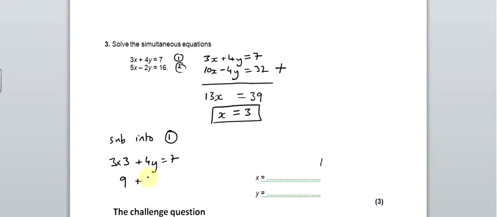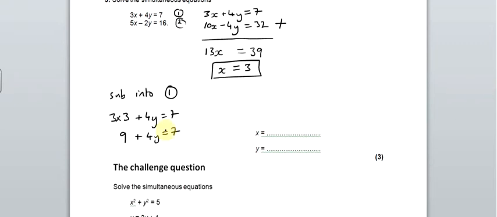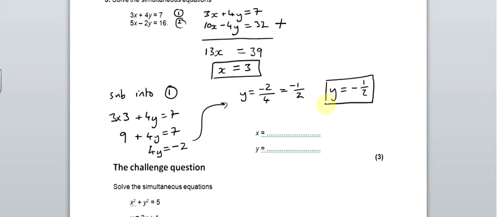9 plus 4y equals 7, and people start thinking it's not possible. Well, it is. It's a negative answer, isn't it? Subtract 9 from both sides. 4y is equal to 7 take 9, which is minus 2. So divide by 4. Minus 2 divided by 4 is minus a half. So y equals minus a half. That's our second part.